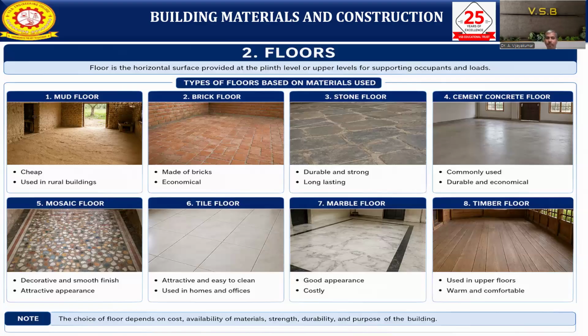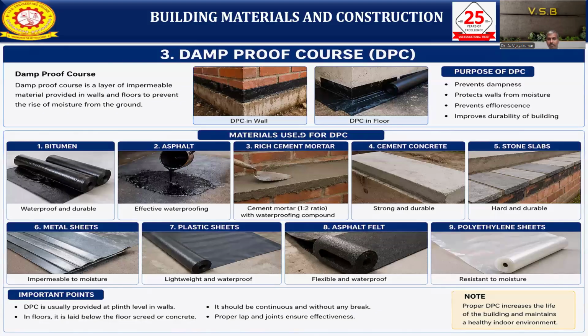So the choice of floors depends upon the cost and availability of the material, strength, durability, and purpose of the building. Here, the purpose of the building is very important. Whatever purpose we have chosen, only according to that purpose can we use our materials. So we need to look at what the purpose of the building is. Based on that purpose, we can select the different types of flooring systems.